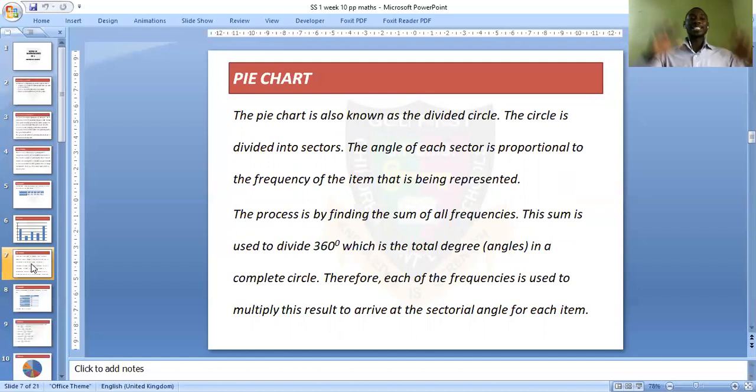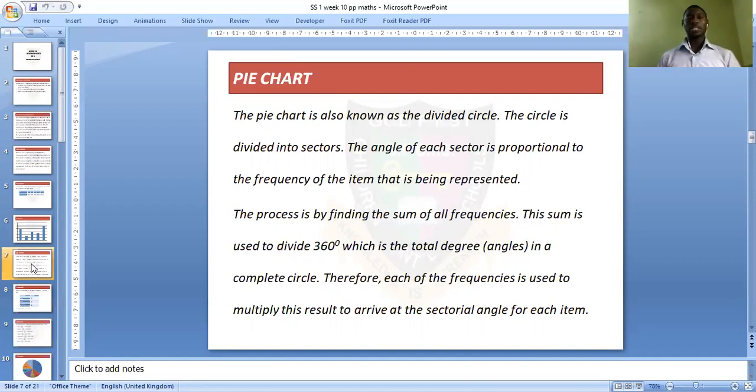First, you get the total frequency of the items considered. Then number two, you find the fraction of each item to the total frequency. Then number three, you multiply by 360 to get the equivalent angle to represent each sector in the circle. Let me take you through the note.